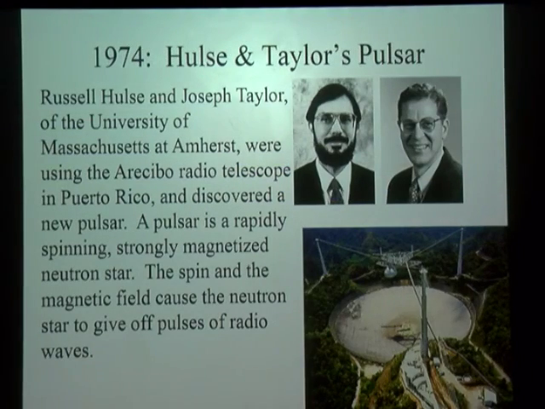So, what was the first evidence of gravitational waves? It came from these two fine gentlemen, Russell Hulse and Joseph Taylor, University of Massachusetts at Amherst. They were using the Arecibo radio telescope. It's down here in Puerto Rico. It's kind of a whole valley that's filled in with this great, big, amazing, powerful radio telescope there.